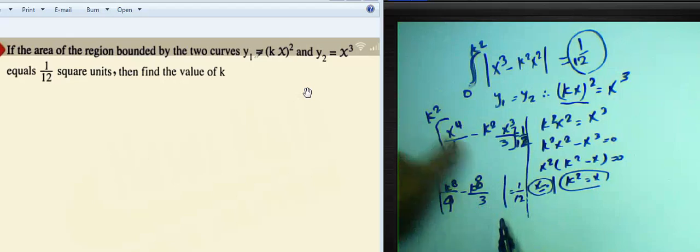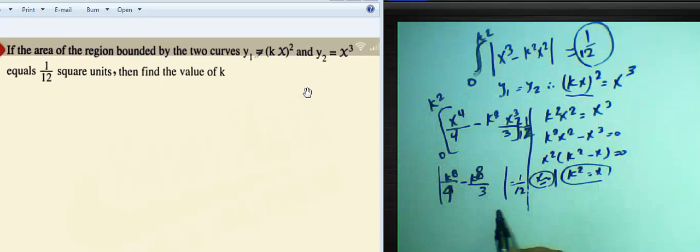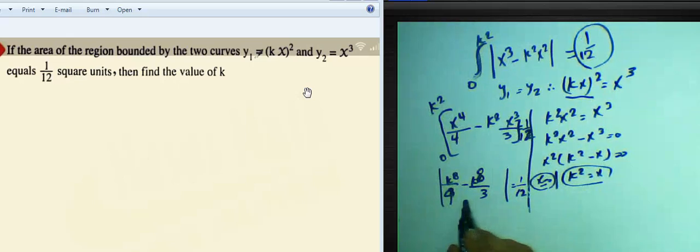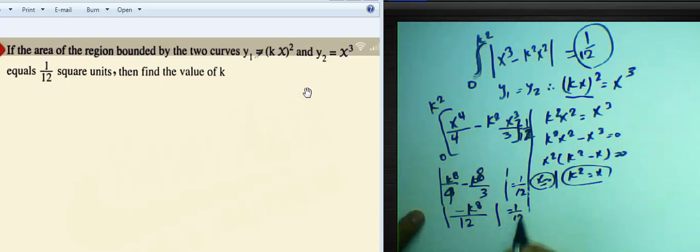Put 0, it will be 0 and this 0. Then you can find the result here, multiplying them, it will be 12 in the numerator, and 3 subtract 4 equals negative 1, so k⁸ equals 1 over 12. We can cancel here. Then k⁸ will equal 1, and then k will be positive or negative 1.